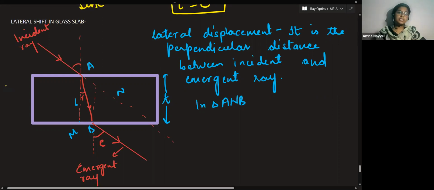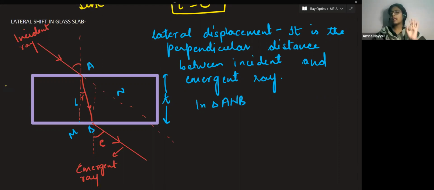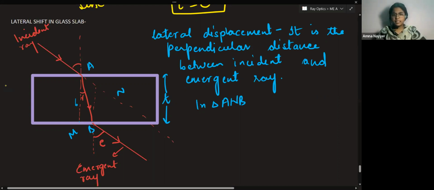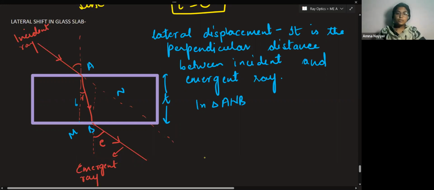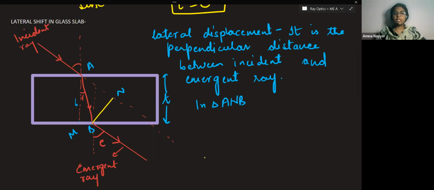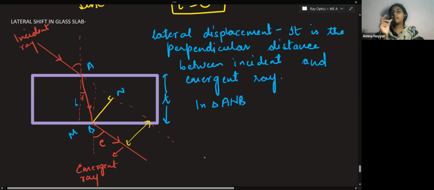See, this is the incident ray. If the glass slab was not present, then this would have been the straight path of the incident ray, if the medium was the same, air. And this is now the actual path of the emergent ray. So the gap that is emerging between the emergent ray and the incident ray, this perpendicular gap that we are obtaining, this is known as lateral shift in a glass slab.